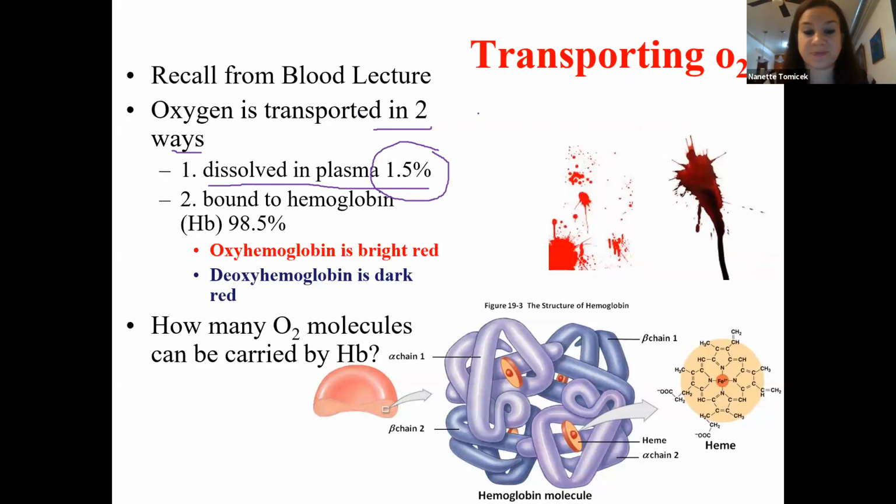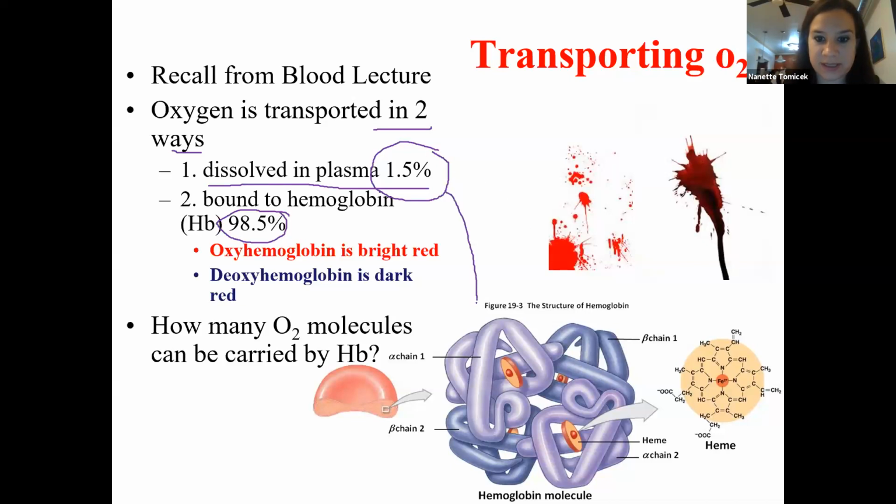It's not very much. Most, 98.5% of the oxygen that is carried in the blood from the alveoli to the tissues and then back from the tissues up to the alveoli, is bound to hemoglobin, which is our protein that is just packed into red blood cells.